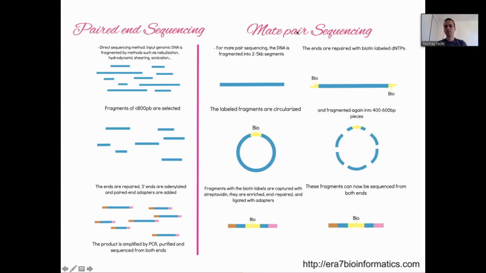Mate pair sequencing is similar, except you actually make a circular molecule, and then you fragment and you sequence from the edges out this way. So you still get information about a larger molecule, but it's just a different library preparation.